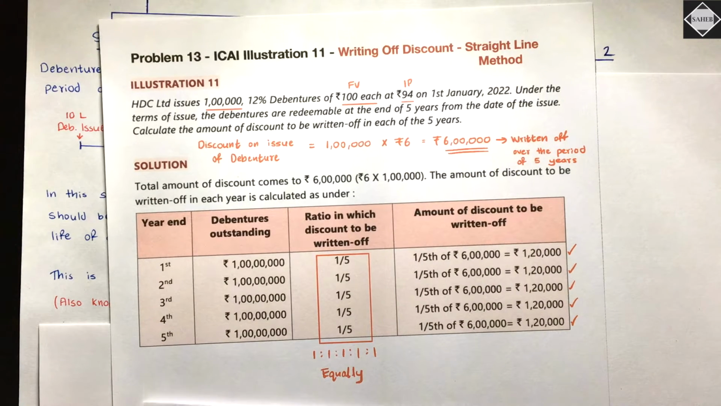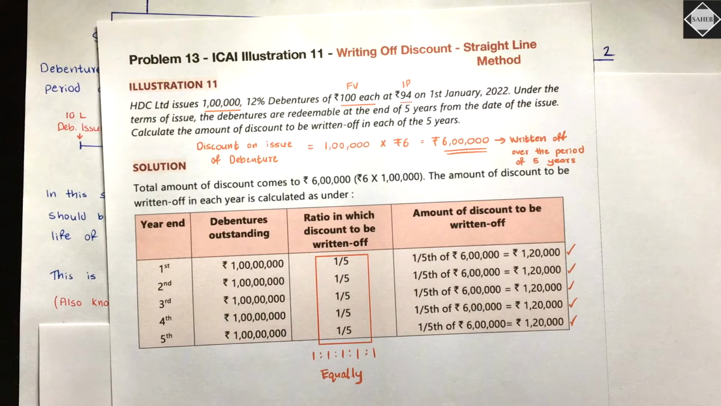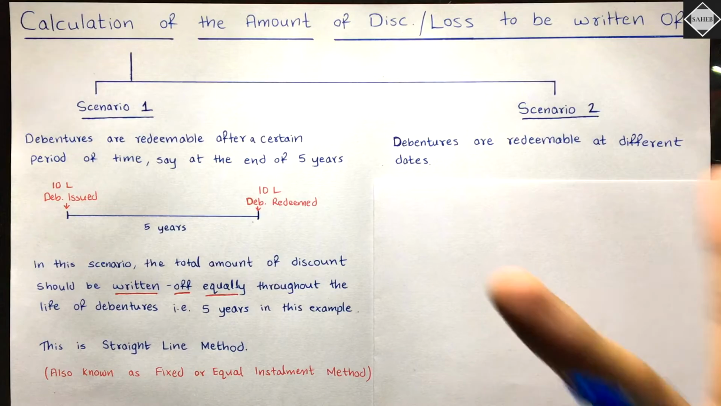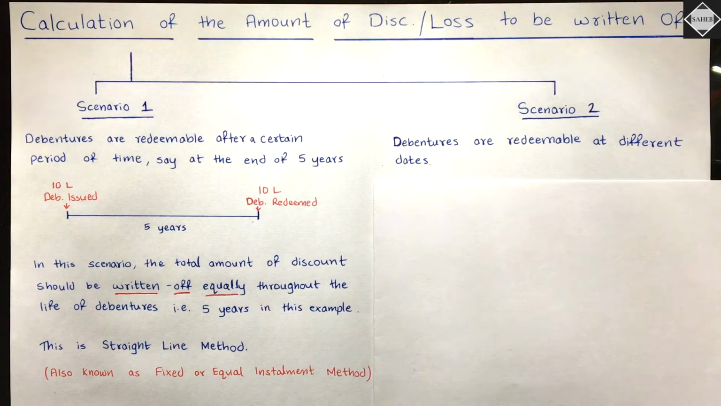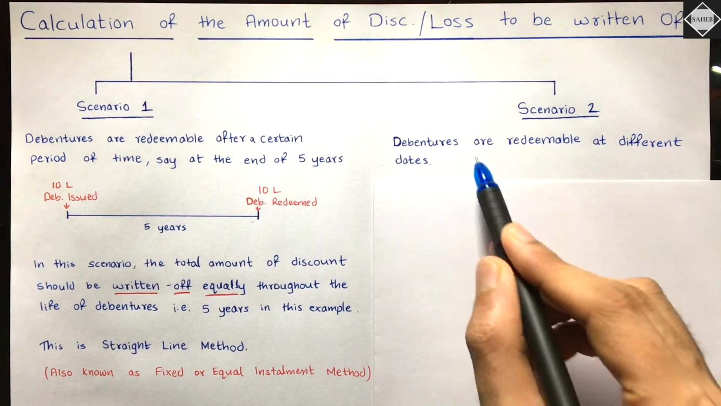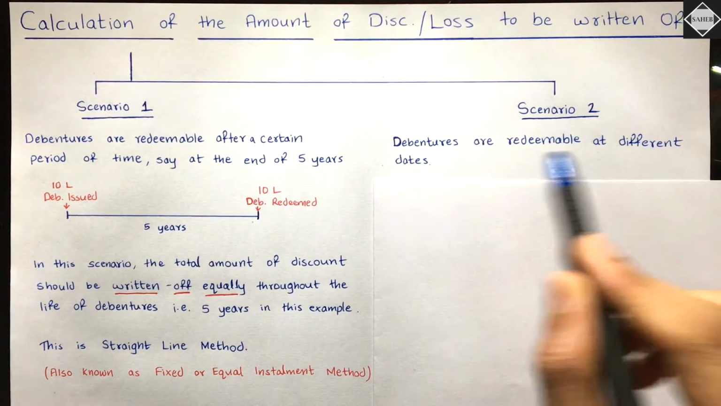So now let's move on to the second scenario. You are done with the first scenario. Now see here, we have the concept of the second scenario. It's really simple and straightforward. This is a situation when debentures are redeemable at different dates.